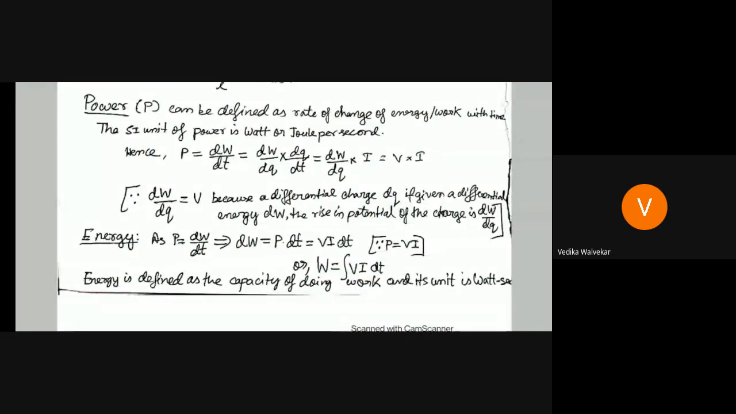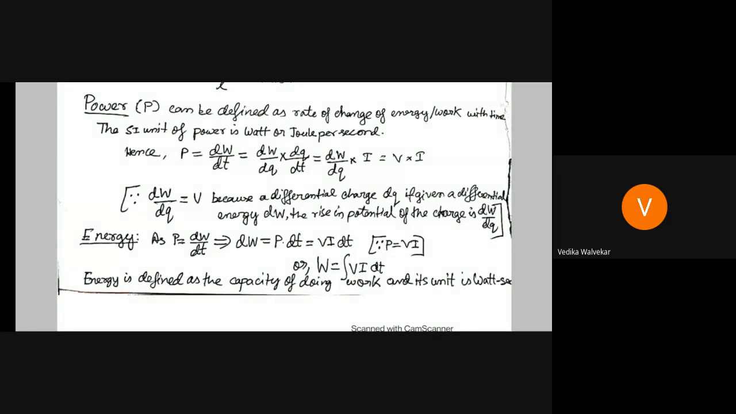Is this understandable by all or not? Anyone has any question regarding this, how we came to this formula, that P equals V into I? No. So I hope everyone got it. So remember this very, very important formula, because eventually this will be required for the problems. P is equal to V into I. Okay. Power is equal to voltage multiplied by current.